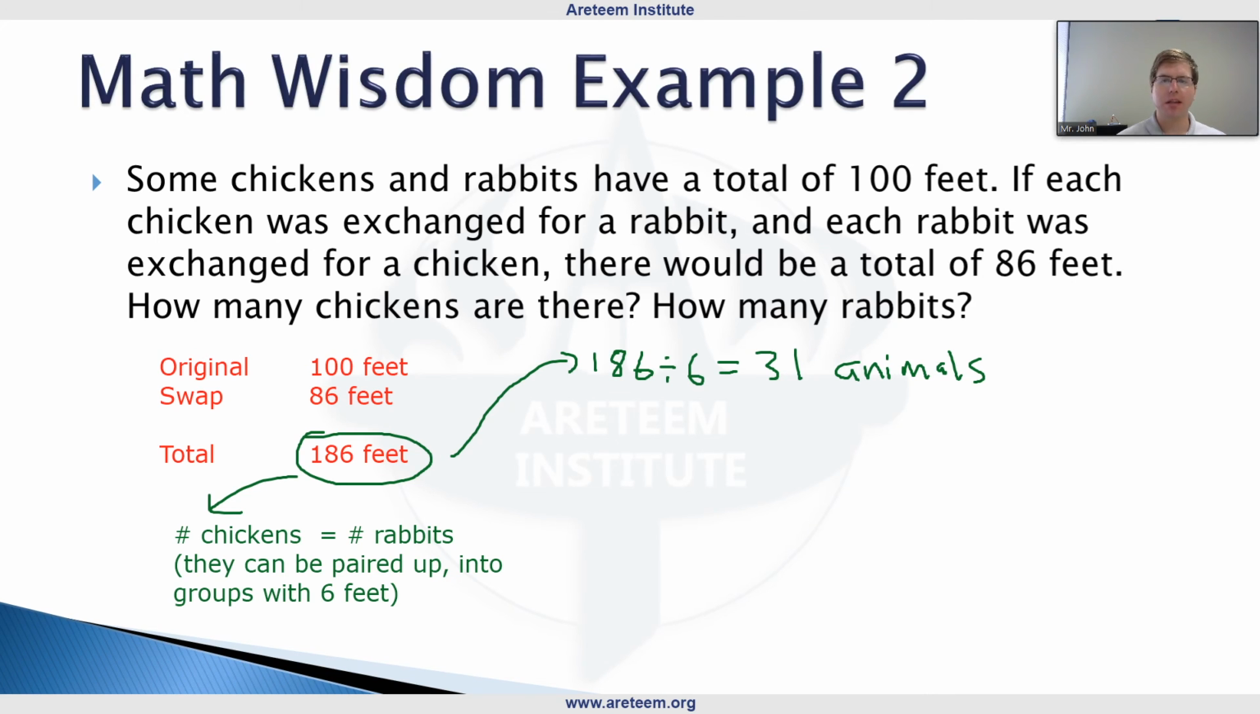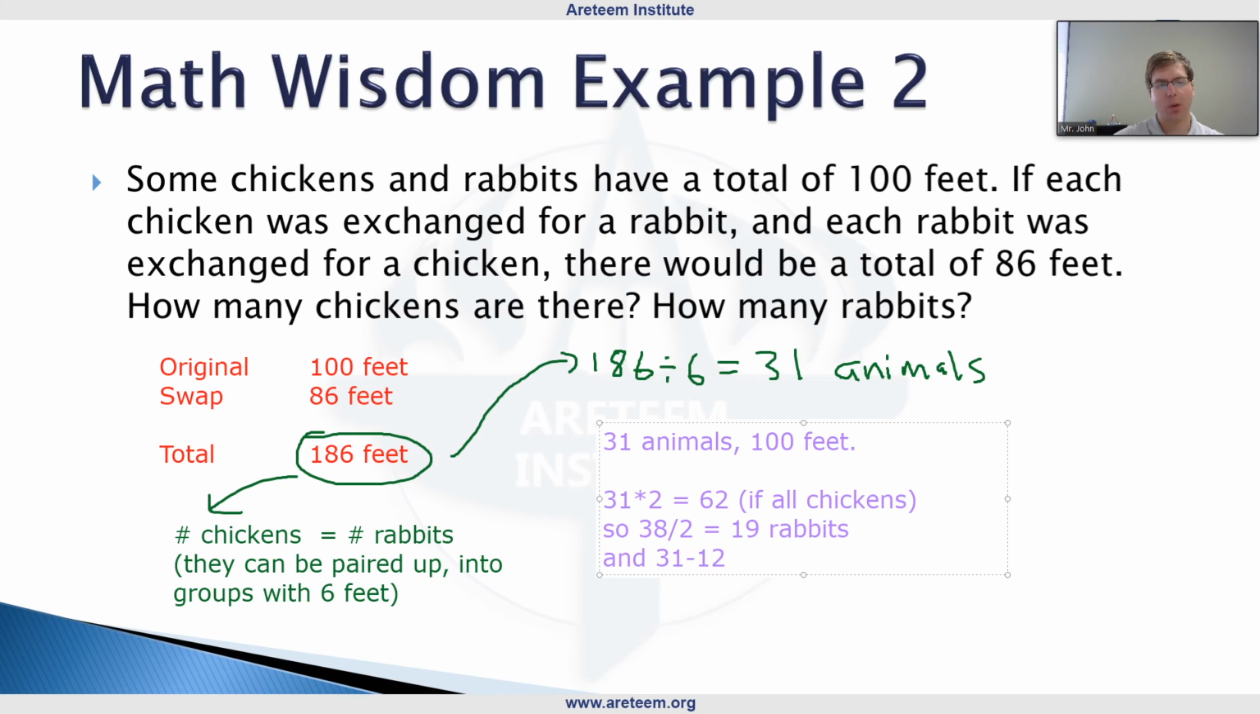So then from there, what can we say? Now we can use the normal chickens and rabbits method. So we have 31 animals, 100 feet. And again, once you get good at this, you can do this in your head, basically. 31 times 2 is 62, if all chickens. So we need 38 more. So 38 divided by 2 equals 19 rabbits, and 31 minus 19 equals 12 chickens. Yep, so everybody saying the answer is good as well. But that's the strategy we have there.